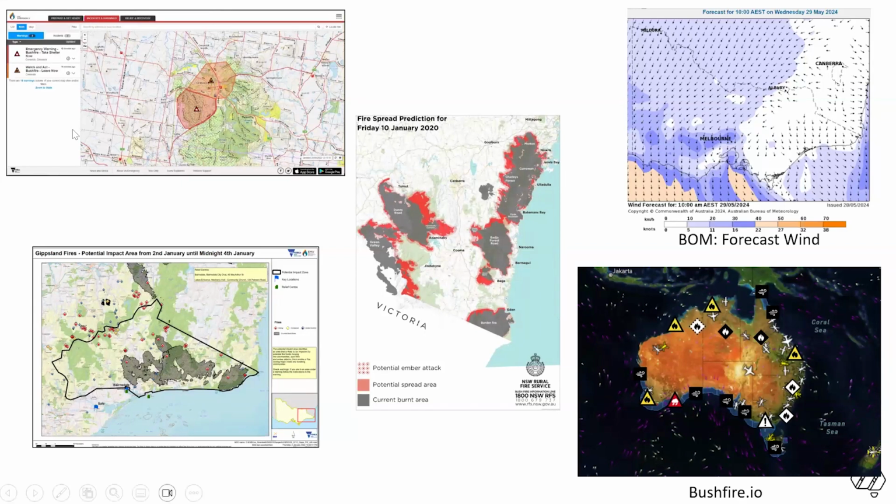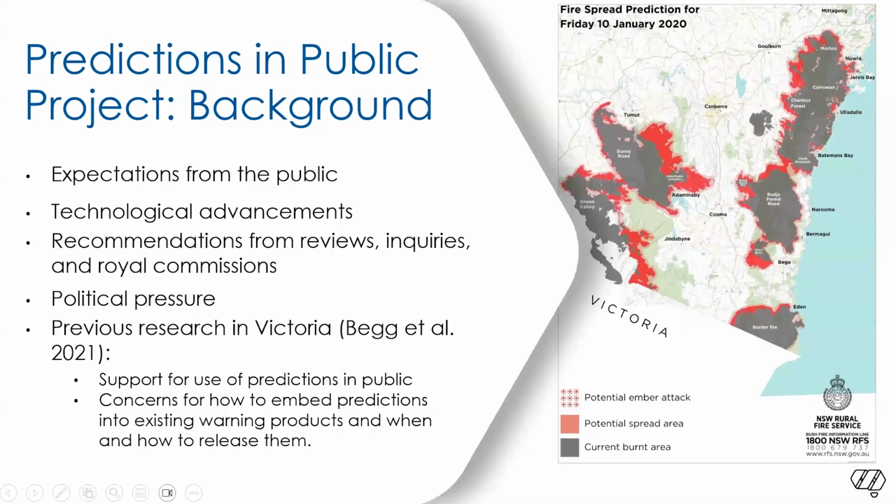So I'll turn it over to Chloe for a moment to discuss the background, aims, and our project team. Thanks, Erica. So we know that there's a lot of expectation from the public regarding the use of these maps during an emergency. They're useful to get an understanding of the risk that they face and what sort of actions they should be taking to protect themselves.